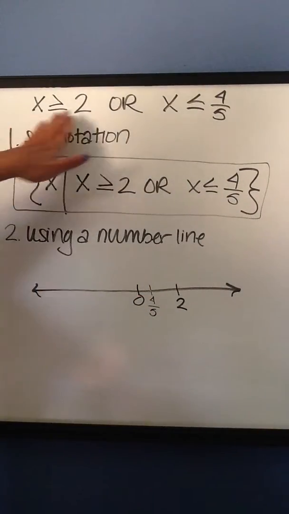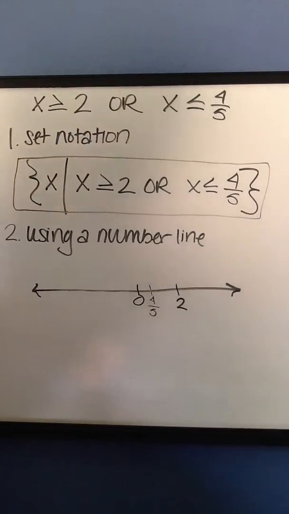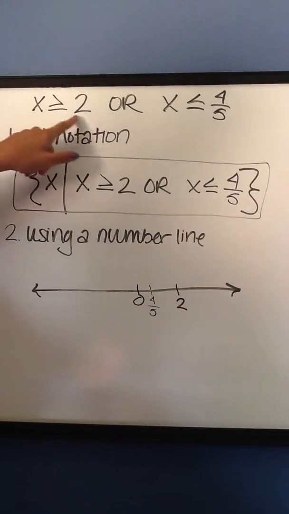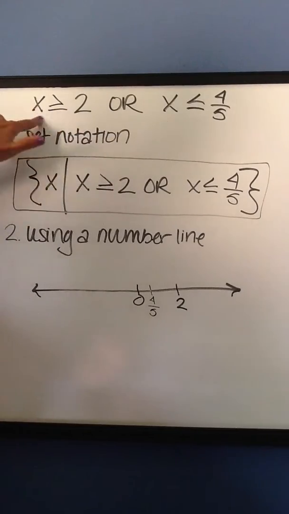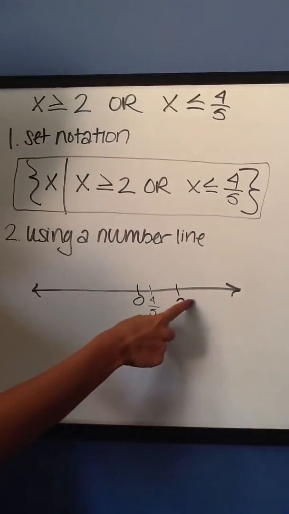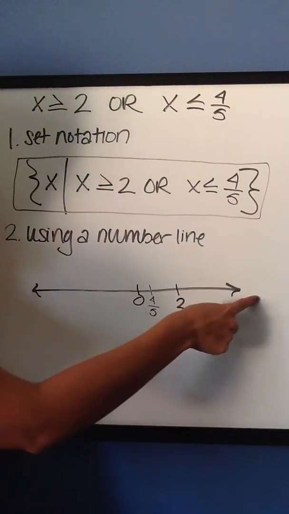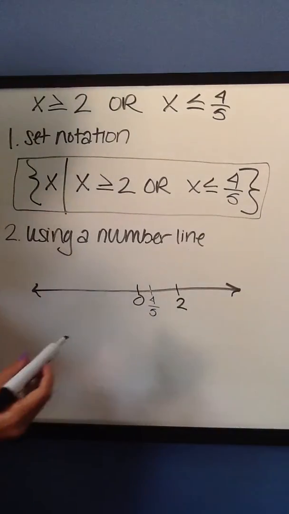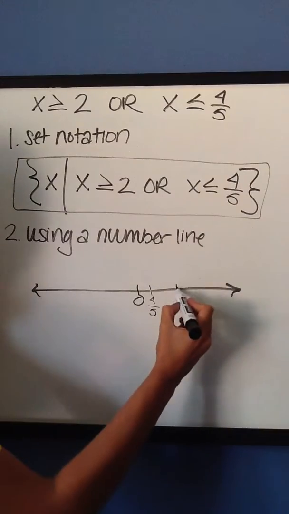Now let's start off with this first section of our solution. Our x is greater than or equal to 2. So if x is greater than 2, our solution is going to be going to the right because we want all of the solutions that are greater than 2. So we're going to shade to the right of 2.